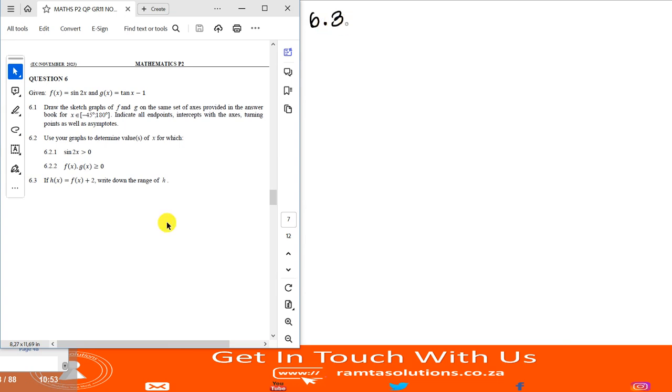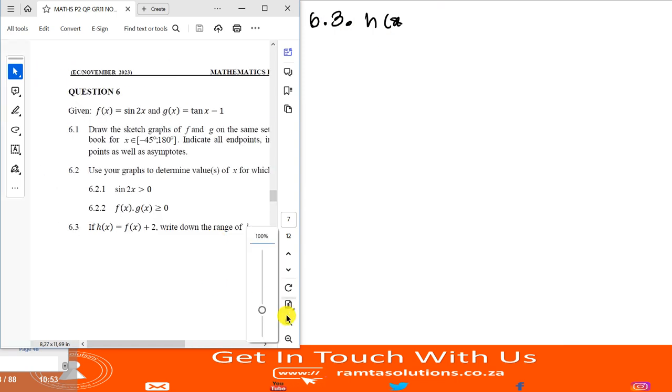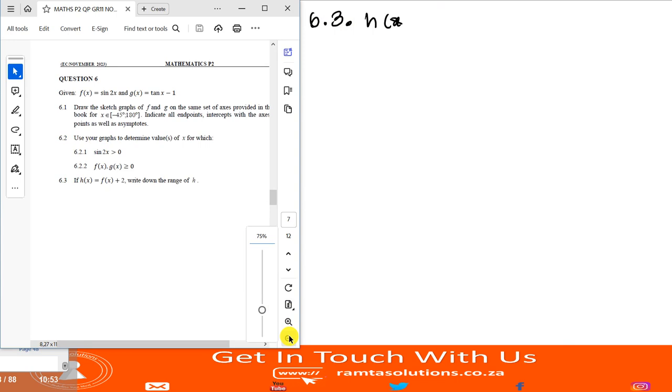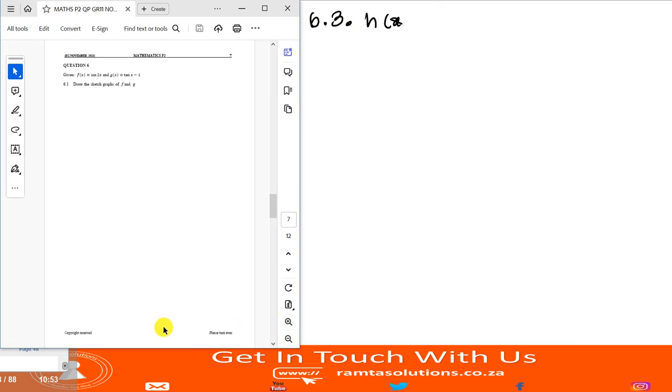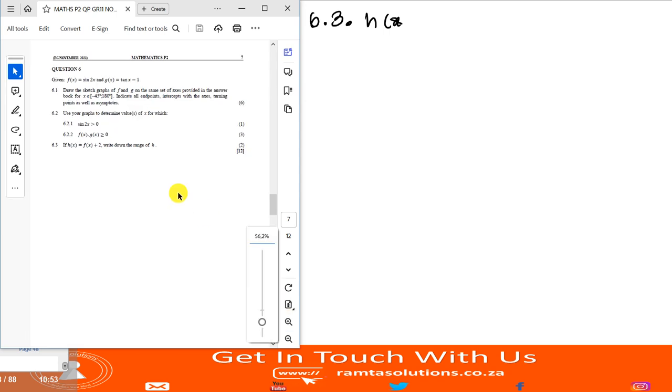So 6.3 says h of x is f of x plus 2. Write down the range of h. This is 2 marks, so you can get your answer directly, but I don't want you to guess. I want you to know how you get your answers.